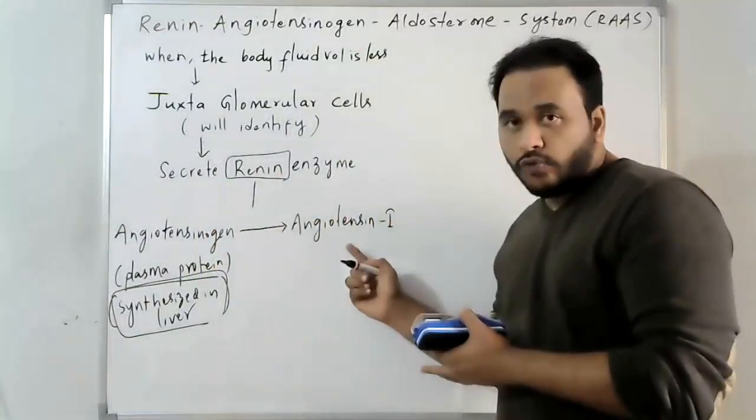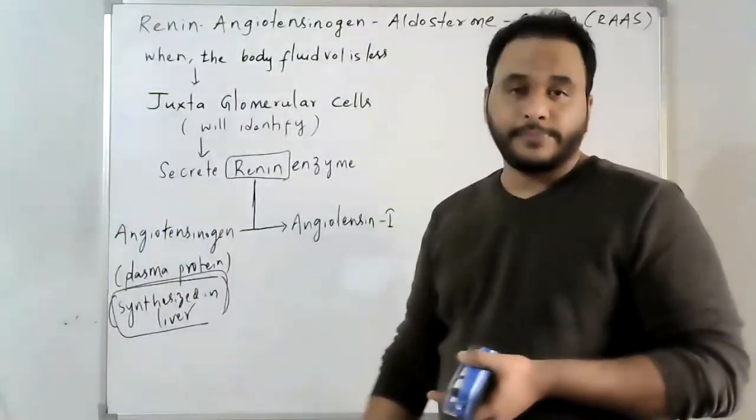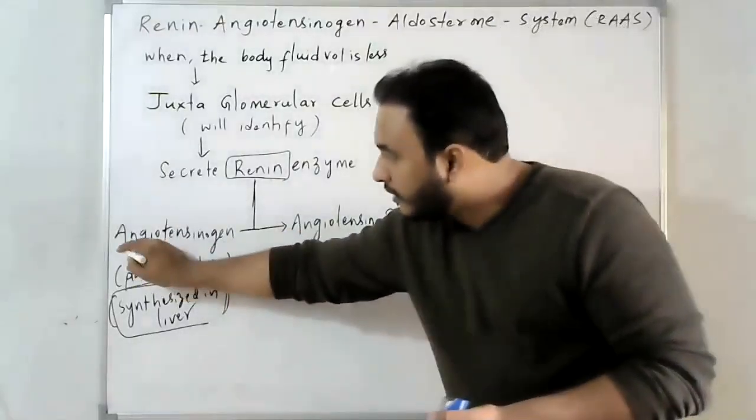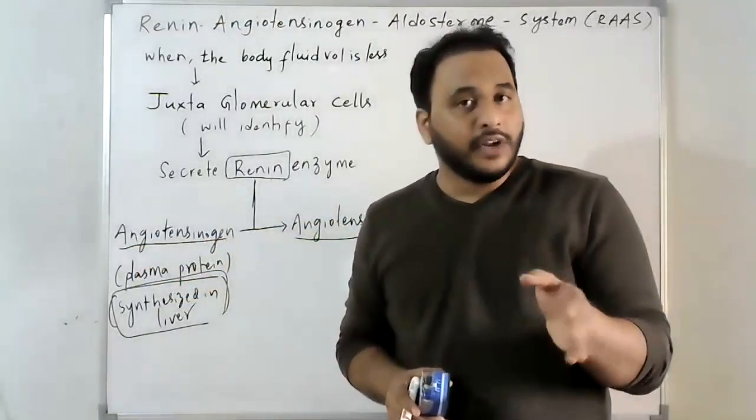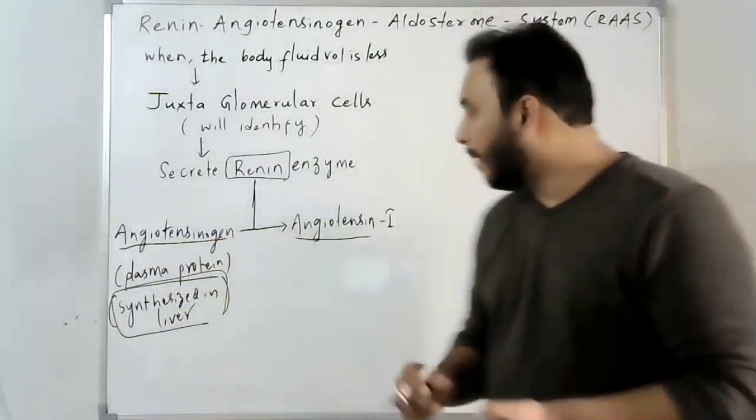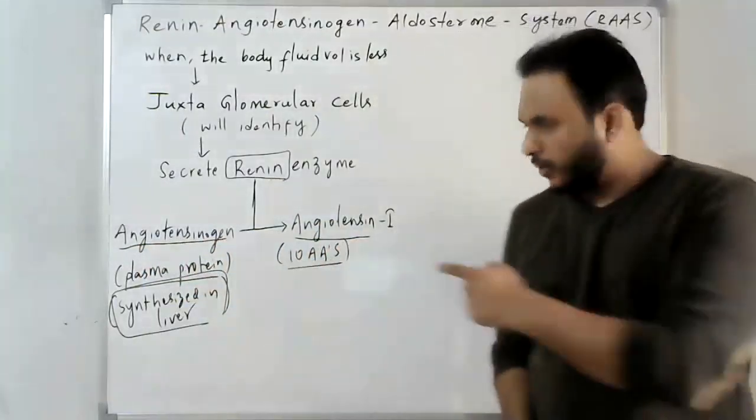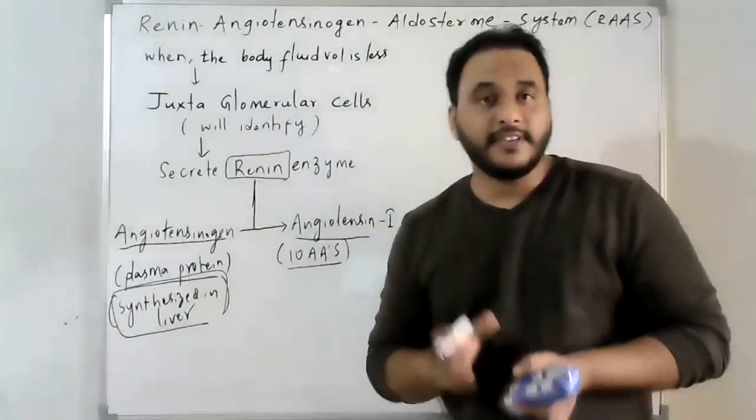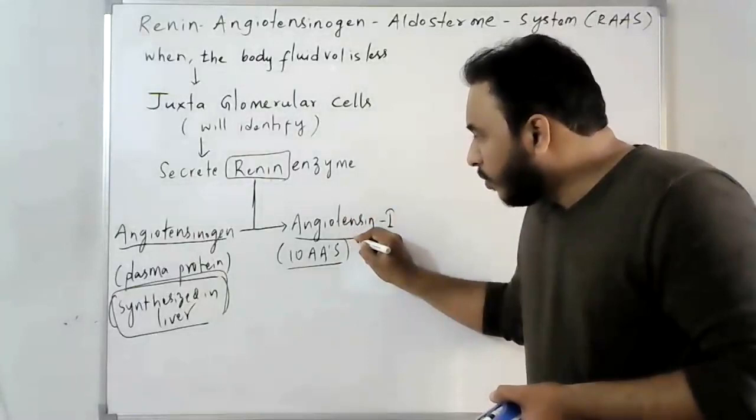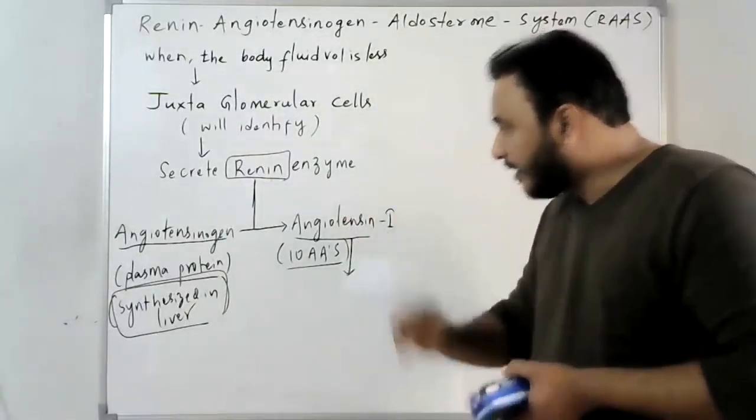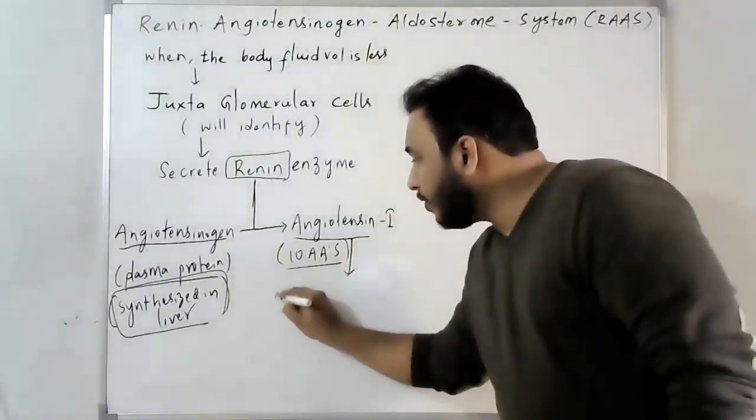That means it is an active form. This angiotensin 1 is an active form in the presence of renin. The renin converts this angiotensinogen to angiotensin 1. And this angiotensin 1 is also a peptide, consisting of 10 amino acids. It's a polypeptide, but only 10 amino acids are present in this. That means it's a decapeptide. We can call it a decapeptide also. And further, this angiotensin 1 is converted into angiotensin 2.